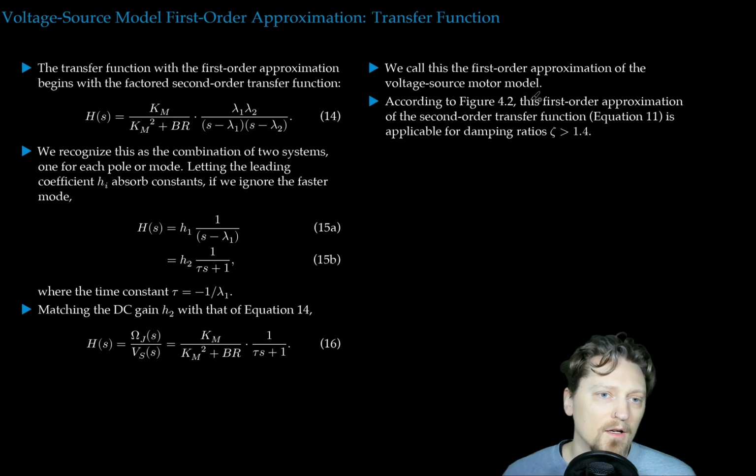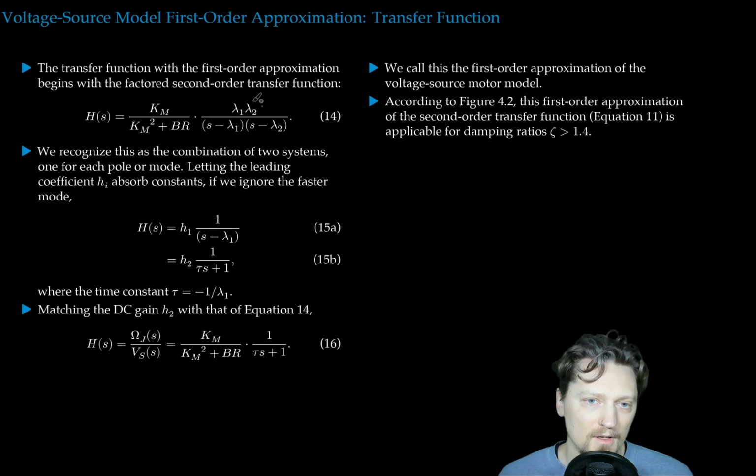Okay, so what does that look like in terms of the transfer function? We have this second order transfer function that we've started with, and we're going to derive this first order approximation. So we recognize 14 as the combination of two systems, one for each pole or mode. So one for lambda 1 and one for lambda 2, letting the leading coefficient h_i, little h_i, absorb constants. If we ignore the faster mode, we'll end up with h1 times 1 over s minus lambda 1. So we're saying that the lambda 2 mode is the faster mode.